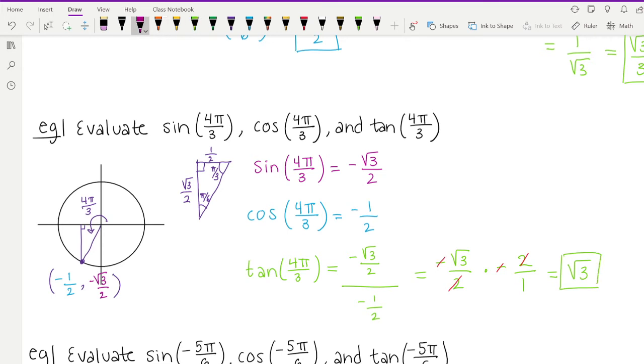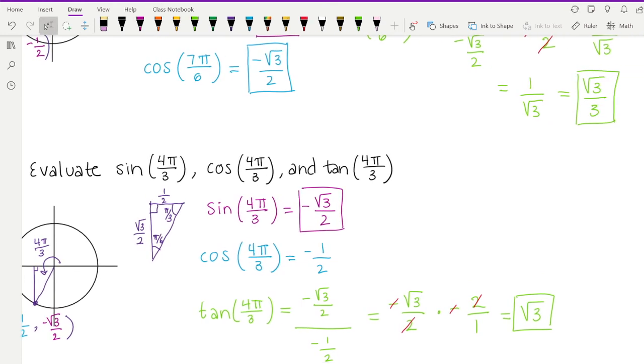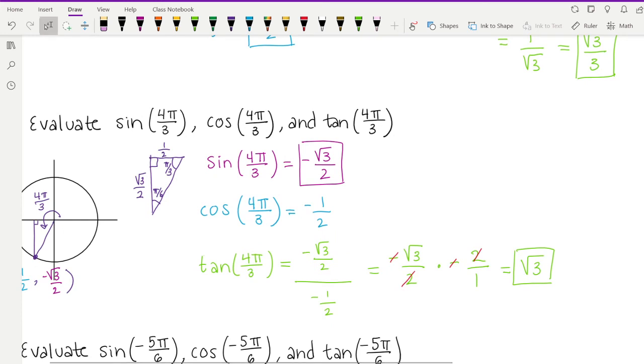So notice that's the reciprocal of what we got the last time. So the last time we got 1 over square root of 3, which we then simplified to square root of 3 over 3. But it's the reciprocal because sine and cosine just flipped in this example compared to the last one. In the last time, sine was negative 1/2, cosine was square root of 3 over 2. They flipped, and so that means that tangent also flipped.